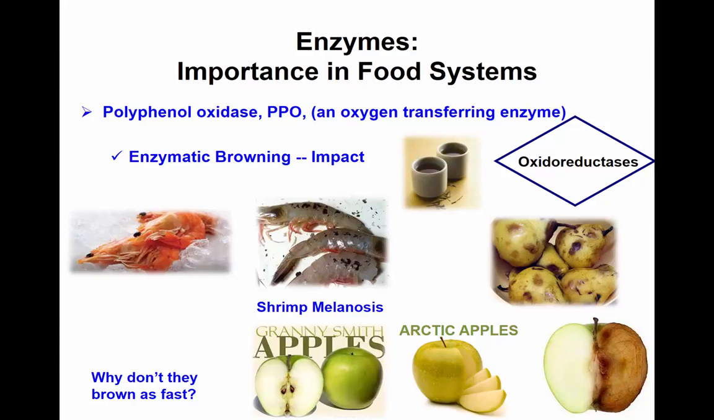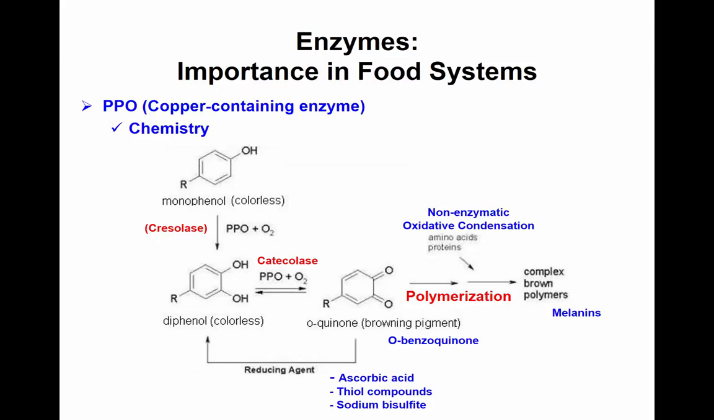So you have Granny Smith apples, and you have the Arctic apples. Why don't they brown as fast? College Board question. It can be. I don't know if it's in the bank. They're genetically engineered to have low levels or no levels of polyphenol oxidase. Low levels. I wouldn't say completely no polyphenol oxidase, but a low level of that.